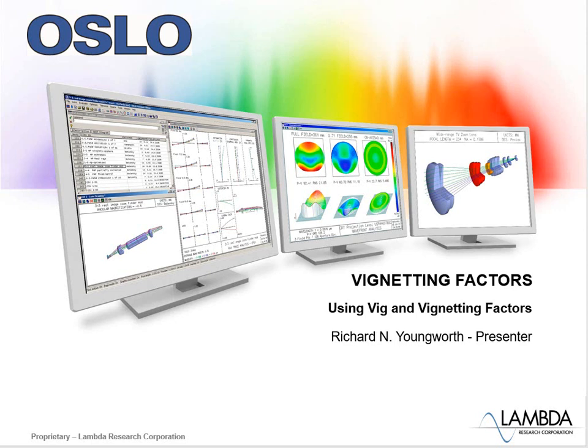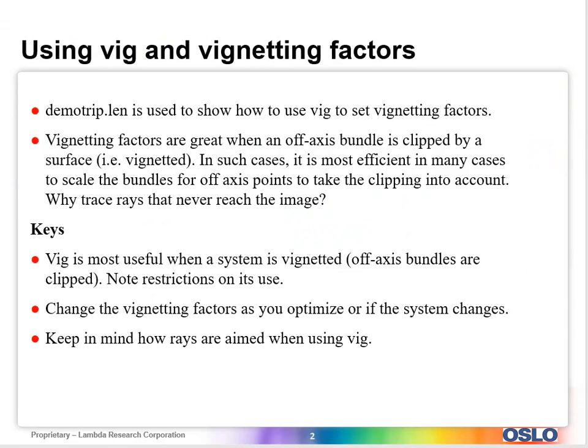Hi OSLO users. In this video, we're going to talk about vignetting factors and using Vig, which is a command that can be used to help set vignetting factors. So we'll use the demo triplet lens. These vignetting factors are really great to use when you have an off-axis bundle that's clipped by a surface. In other words, it's vignetted.